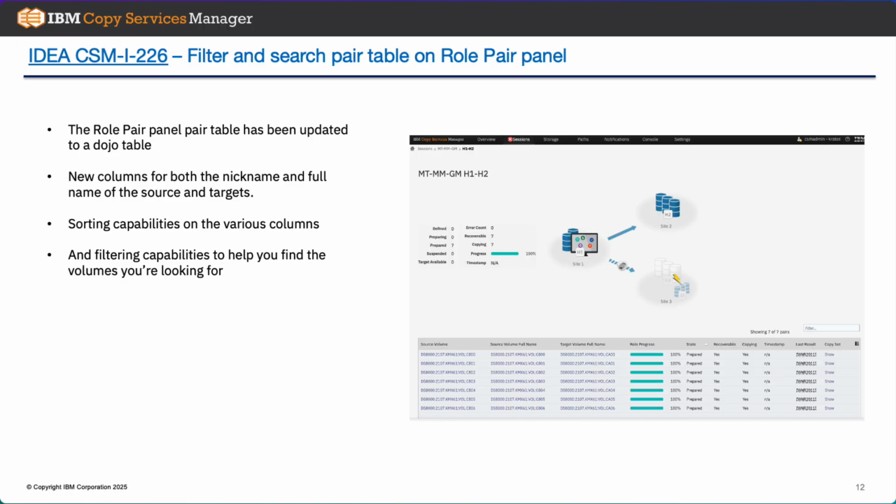This idea was created primarily because the customer wanted to look up a certain volume in the pair table, and they couldn't. They had to scroll, and it was very difficult. Now there's a little filter box. Type in the volume ID or volume nickname, and boom, you'll get that filtered table. So very feature-rich, a nice addition to help you manage the pair table a lot easier.